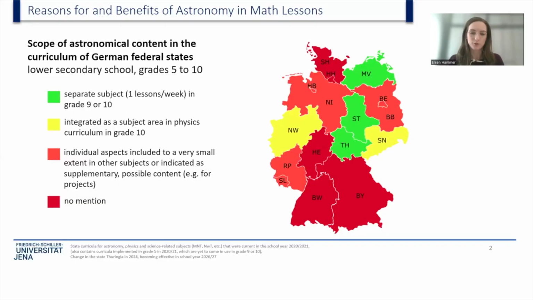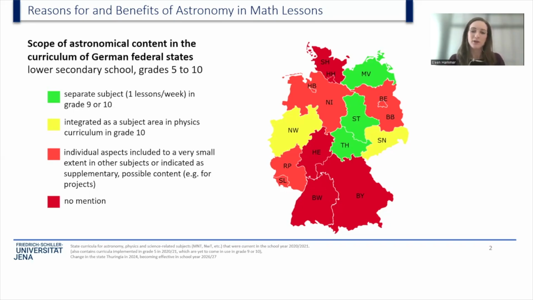Here you see a map of Germany and its states, and the colors show you where and if astronomy is taught in school, in secondary school. And you only see 3 states that actually have it as a separate subject. The yellow states have it incorporated in part in the physics curriculum, and the red states don't teach anything about astronomy at all in school.